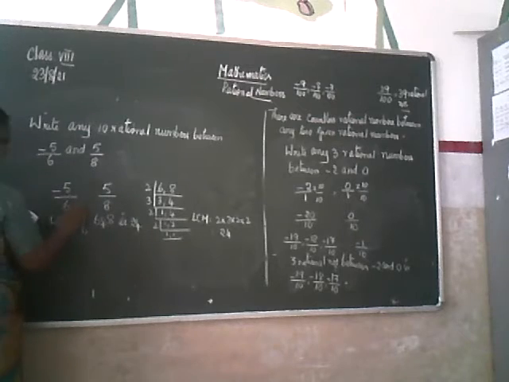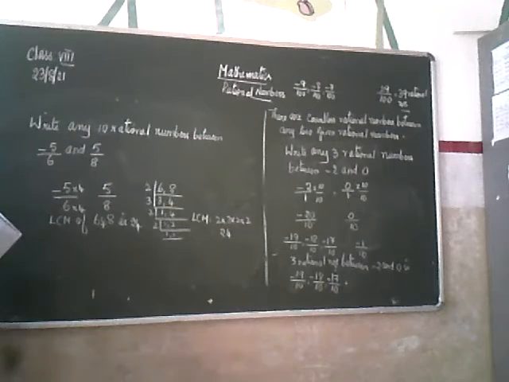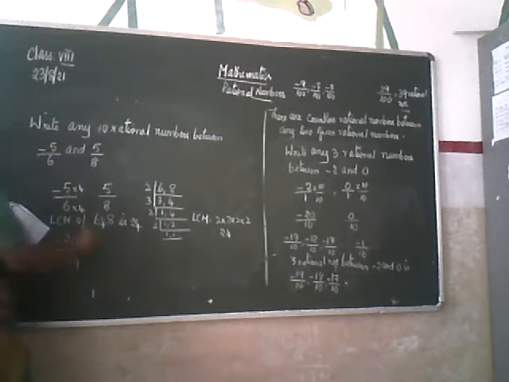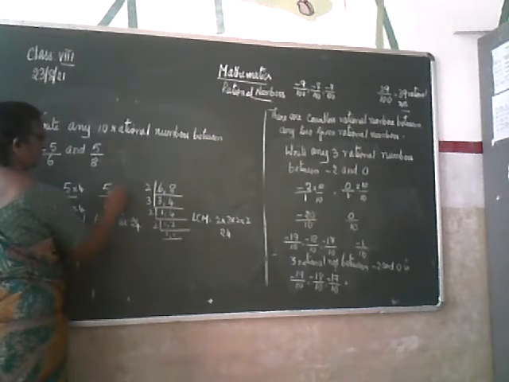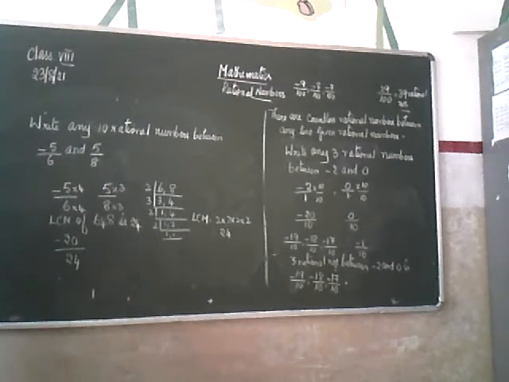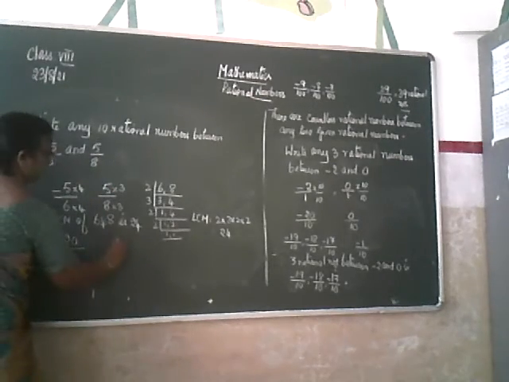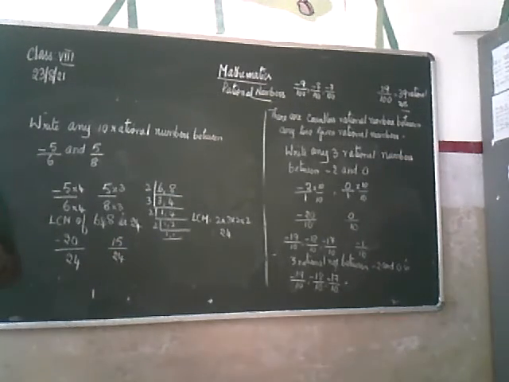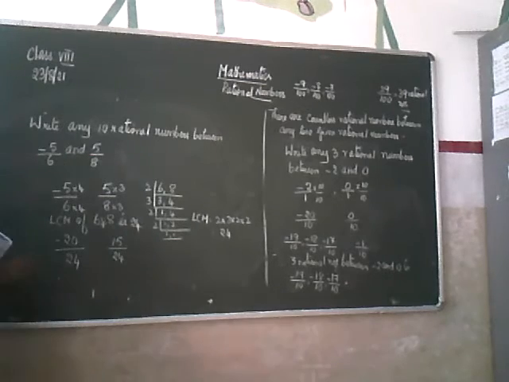So, to change it over to 24, you know, 6 4s are 24. So, minus 5 4s are minus 20. 8 3s are 24. Multiply the numerator also. So, you will get 15 by 24. So, now the denominators are same. Here he is asking write any 10. You will have 10, isn't it? So, in between means I will have minus 19 by 24.